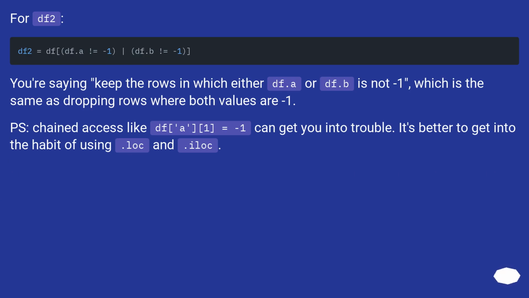For df2, you're saying keep the rows in which either df.a or df.b is not -1, which is the same as dropping rows where both values are -1. PS, chained access like df.a[1] == -1 can get you into trouble. It's better to get into the habit of using .loc and .iloc.